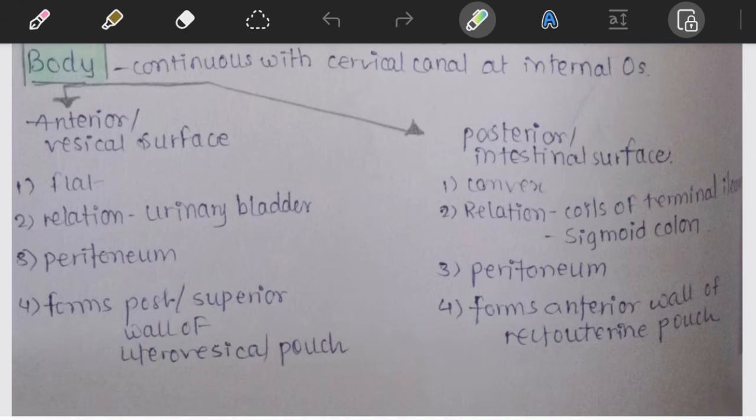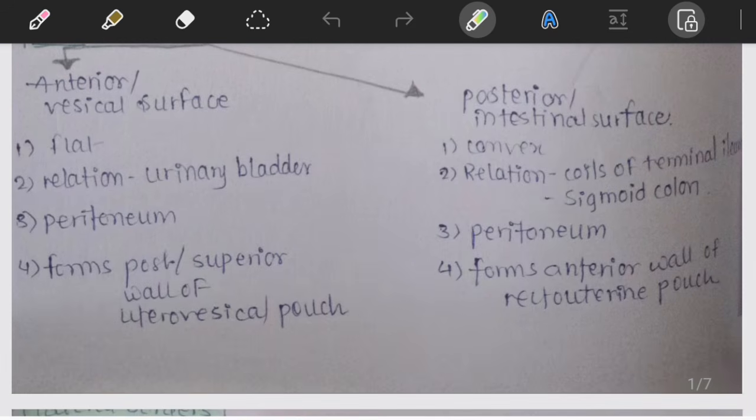Anterior and posterior surfaces, let's see in detail. The anterior surface is relatively flat, and what lies in front of it? The urinary bladder. This relationship is important because the peritoneum reflects between the uterus and the bladder to form the vesico-uterine pouch. So, whenever you hear vesico-uterine pouch, immediately think of the anterior relation of the uterus.